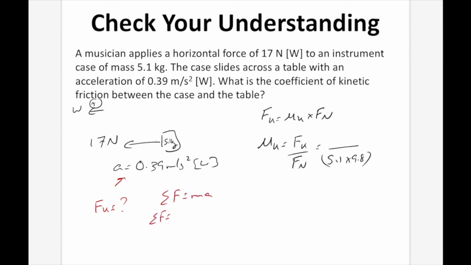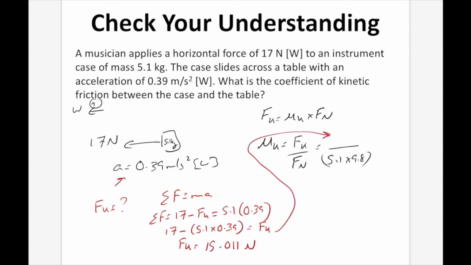The sum of the forces is going to equal 17 newtons to the left minus the Fk to the right equals 5.1 times 0.39. Now we can isolate Fk. We're going to say that 17 minus 5.1 times 0.39 equals Fk. Fk equals 15.011 newtons. Now we're going to put that number up in here, and we have 15.011 divided by 5.1 times 9.8. You get a mu k value of 0.30, and that's our final answer.